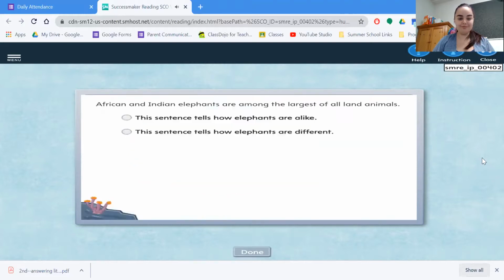Read each sentence, then choose the answer that tells whether the sentence is comparing or contrasting ideas. African and Indian elephants are among the largest of all land animals. Okay, so again, comparing and contrasting means that you're looking at two objects and seeing how they are the same with comparing, or how they might be different with contrasting. Well, they're both elephants, aren't they? So they have to be similar. So that means they are the same, or alike.